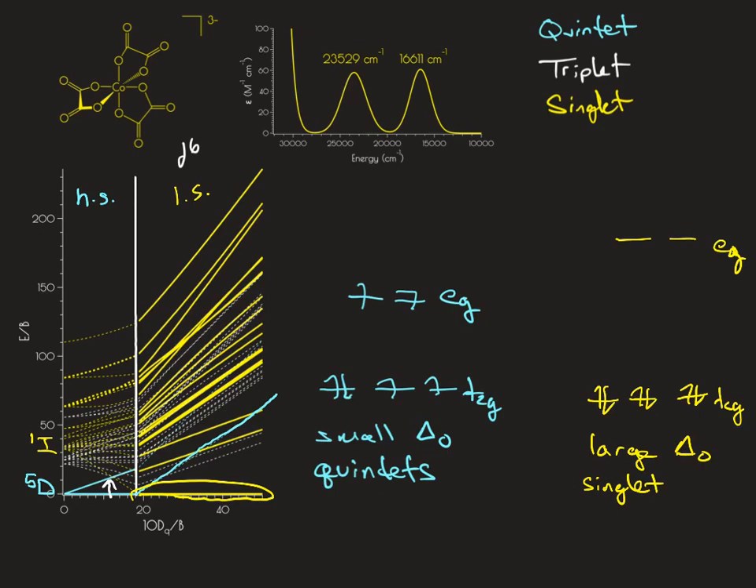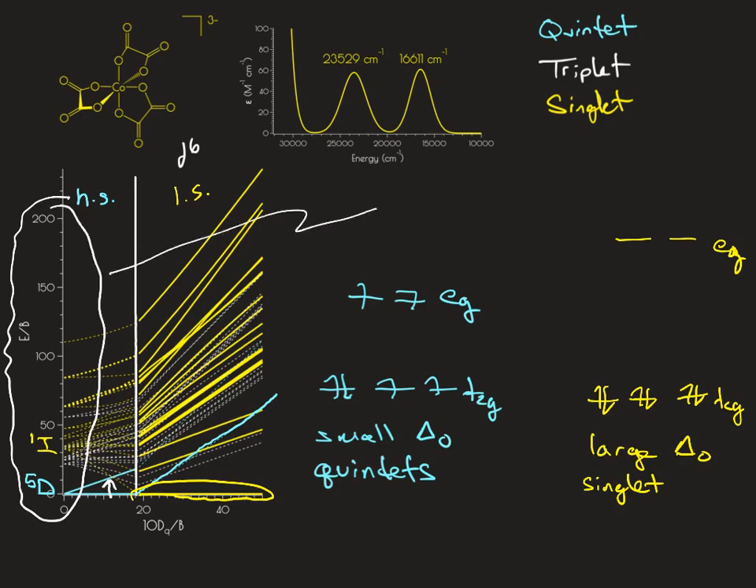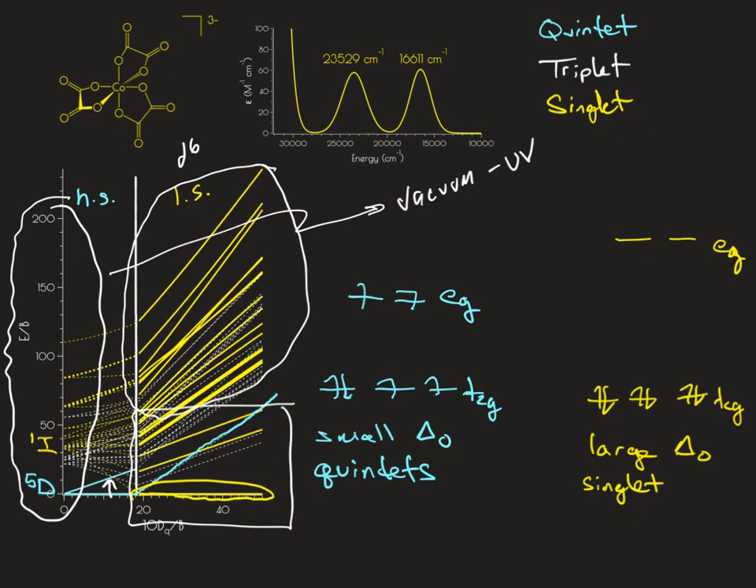On the low spin side, there's a large number of spin allowed singlet transitions. However, if you look at the scale of your E over B, you'll notice that this is a huge scale and that most of these transitions occur in the vacuum UV region of the electronic absorption spectrum. Therefore, a lot of these transitions are not going to be observable when we go through and analyze a UV-vis spectrum. So we'll be focusing in on just one region of this Tanabe-Sugano diagram, which will further simplify the analysis.